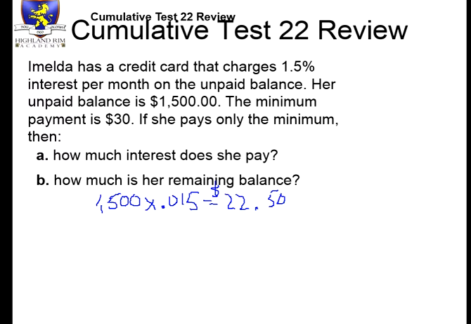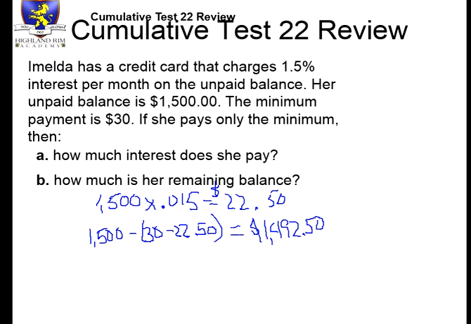So what does that mean? How much is her remaining balance? That would be $1,500 minus the $30 that she pays, plus the $22.50 in interest. She's only paying a total of $7.50 towards her principal. And that means that out of the original $1,500, she still owes $1,492.50. So look through that one and you can see how much or how little we actually pay towards that.